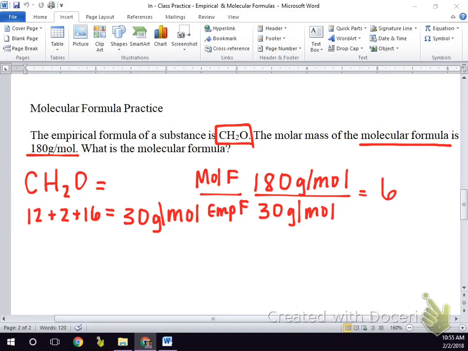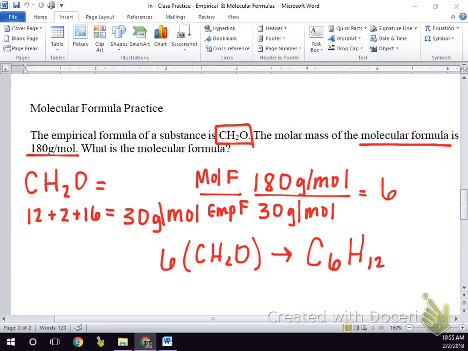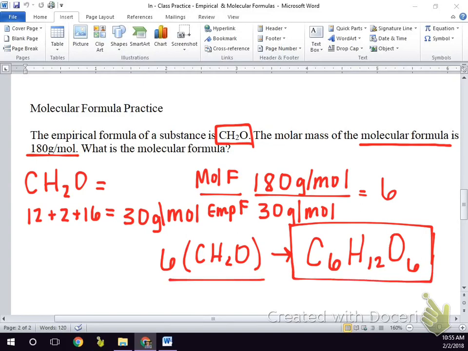So that means our molecular formula is 6 times as big as our empirical. So we need to distribute that 6 throughout this formula, CH2O. So if we distribute that 6, what does our final answer come out to be? C6H12O6. Right? And that's our final answer. Do not leave it just like this. We can't leave it like this. We have to give our whole final chemical formula.